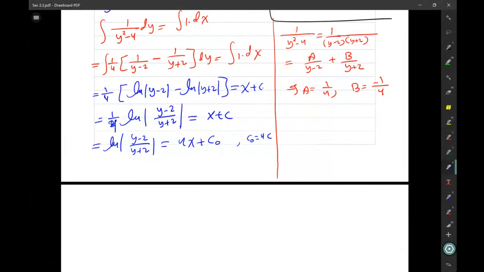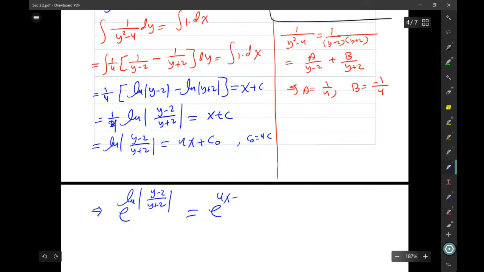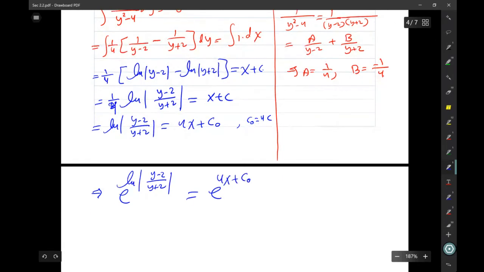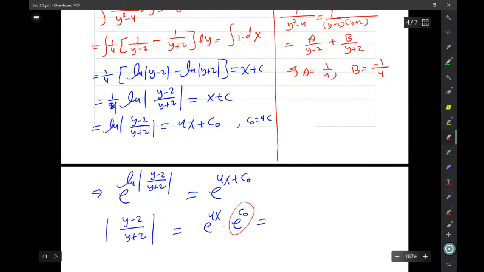To get rid of this ln, take e for both sides. e to the power ln absolute y minus 2 over y plus 2 equals e to the power 4x plus c naught, which is equal to absolute y minus 2 over y plus 2 equals e to the power 4x times e to the power c naught. e to the power c naught, let us call it c1 because it's a constant, equal to c1 times e to the power 4x.